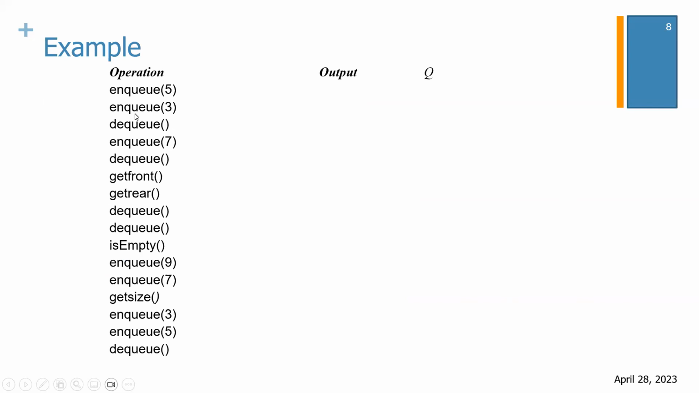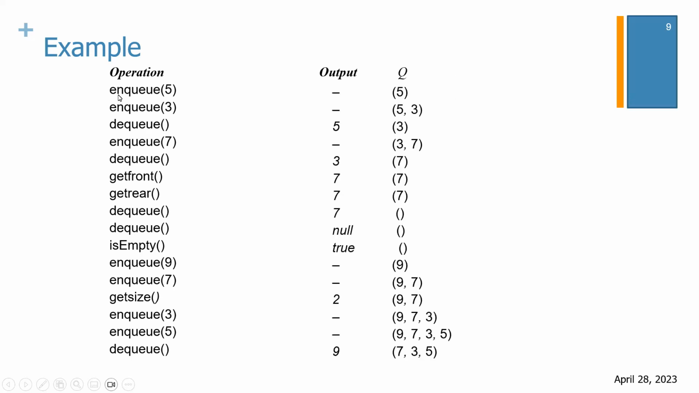In this example, suppose we have a queue and we try to enqueue 5, enqueue 3, and dequeue, enqueue 7, dequeue, get front. What is the result? What is the output here, and what is the state of the queue after each operation? For enqueue 5, there is no output, but the queue will add 5. Enqueue 3 means no output, but the queue will add a new element 3 at the rear.